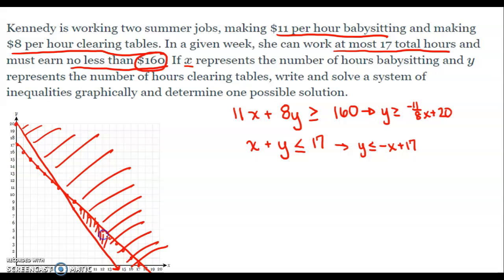So anything that is in this little slice right here will be considered a solution. So I might pick 15 and 1. That means she's working 15 hours at her babysitting job and 1 hour clearing tables. Okay, so that could be a solution, but you could pick anything that falls in here.